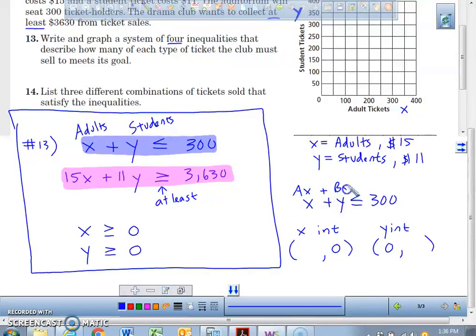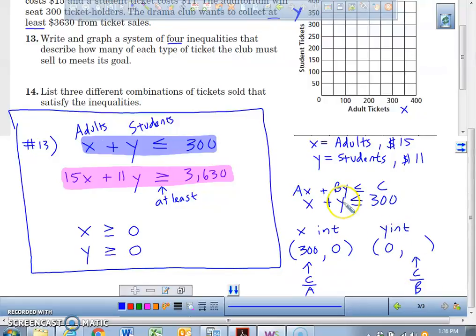Now, this is in standard form, everybody. Very easy to work with. Just remember your x-intercept is always the c value divided by your a value. The y-intercept is the c value divided by your b value. And what is our c value? 300. What is our a value? 1. So 300 divided by 1 is just 300. Over here, what's our c value?